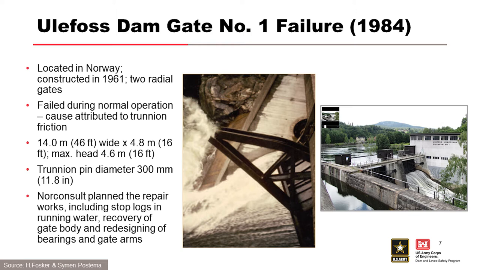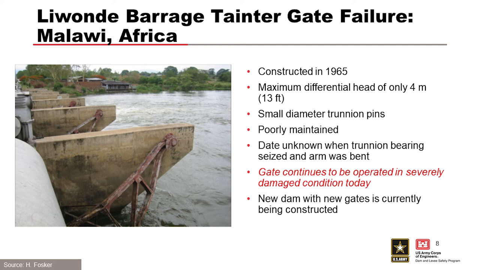The next one here was in Africa at the Luandi Barrage. It was a Tainter gate failure. You can see on this one that the gate is completely in a buckled state, but there was a fairly low differential in head, and they actually continued to operate that gate for some time while they were replacing the dam and could build new gates. But this one, just from the picture, you can see there's a large amount of maintenance that did not take place on those gates.